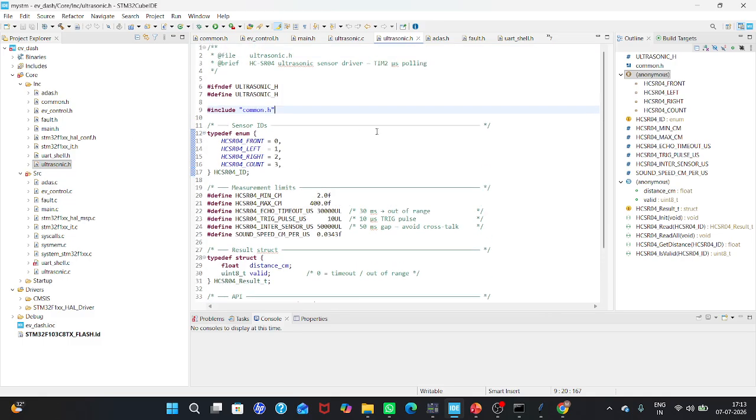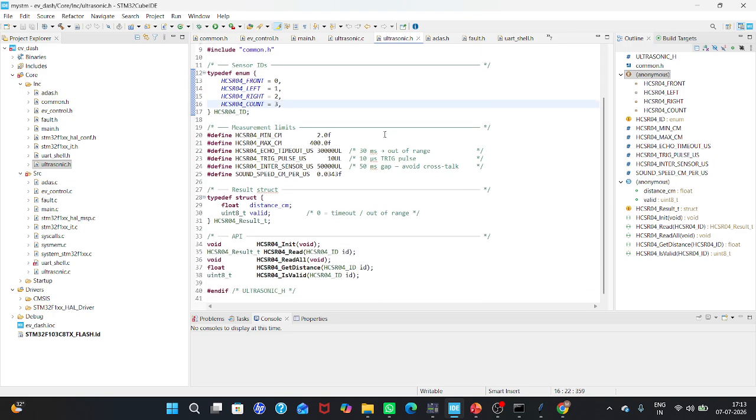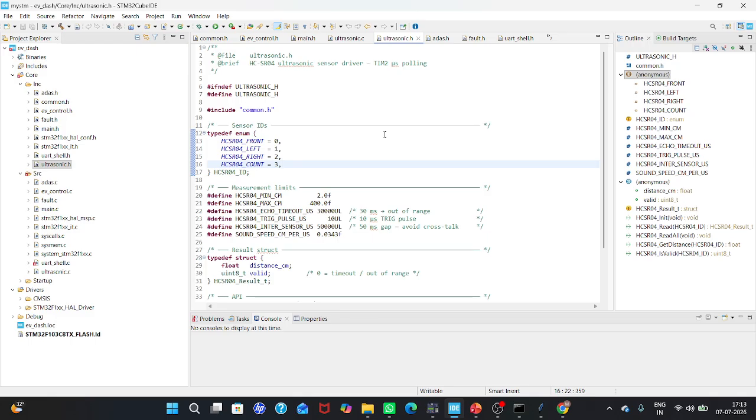Ultrasonic.h. This file defines the HCSR04 ultrasonic driver. It specifies sensor IDs, trigger pulse width, echo timeout, and distance limits. It also declares functions that measure obstacle distance.